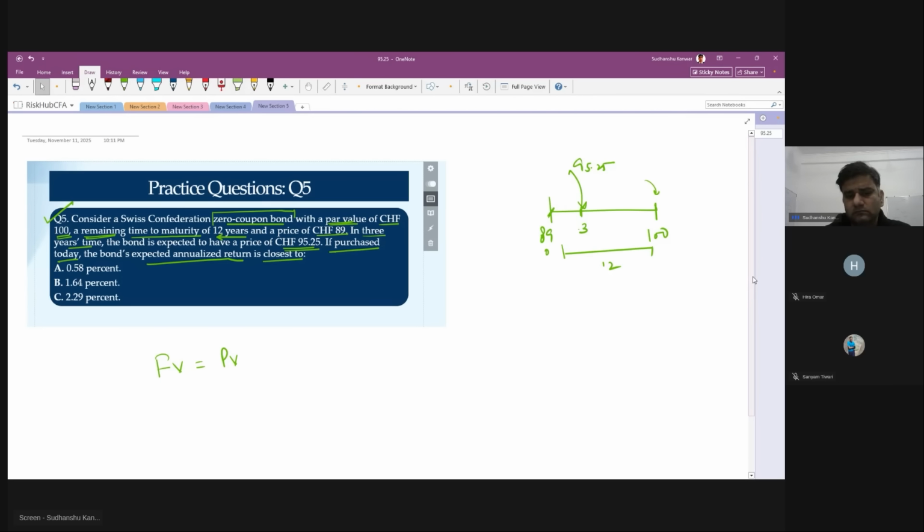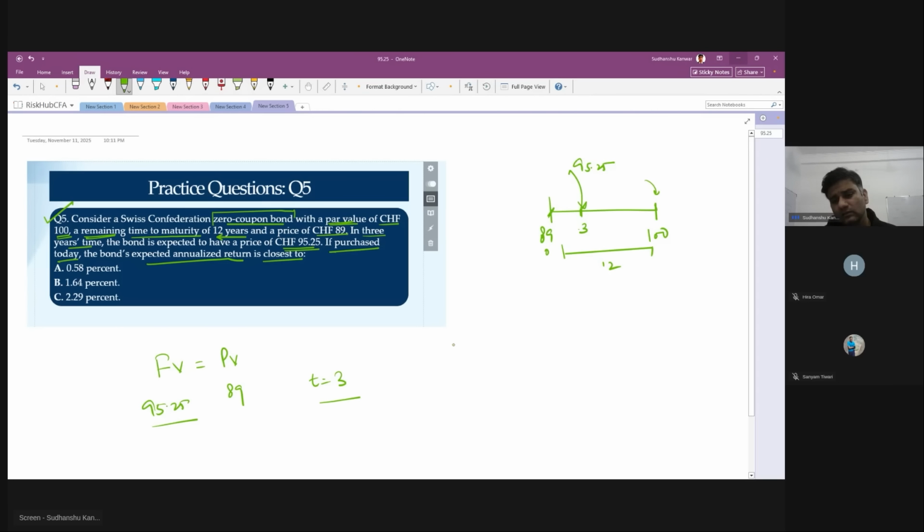There's a small trick. This is given: present value is 89. Future value is 95.25 after 3 years. Time period I am also aware, 3 years. Now the only thing is I have to create an equation. Now what equation will it become? That is my concern. What equation will it become, and how do I solve it? What should be the logic I should put in? Any idea?